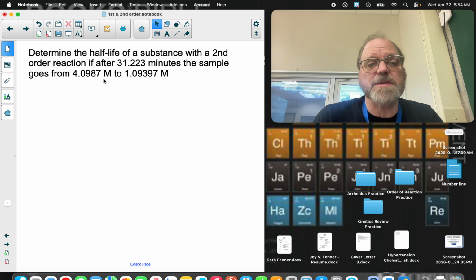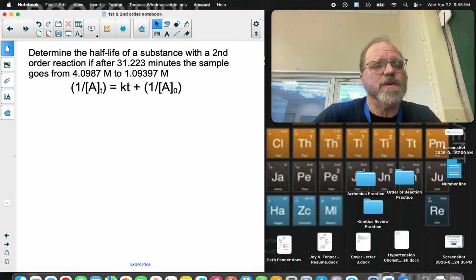Determine the half-life of a substance with a second order reaction if after 31.223 minutes, the sample goes from 4.0987 molar to 1.09397 molar. Okay, so we're going to use our equation.